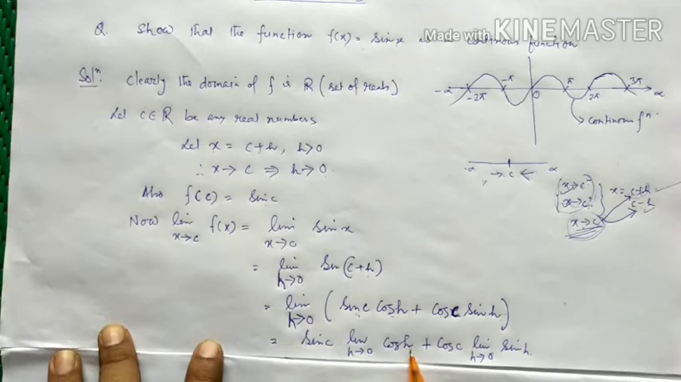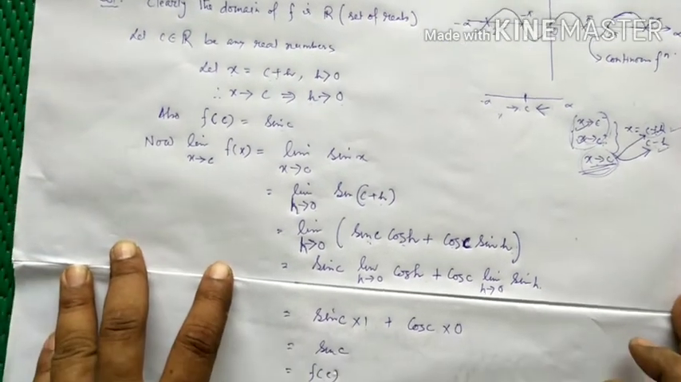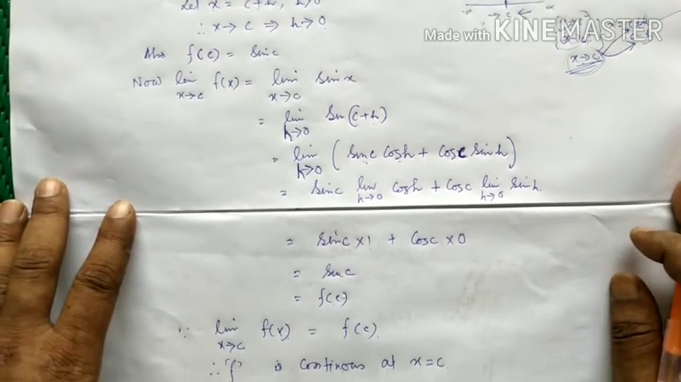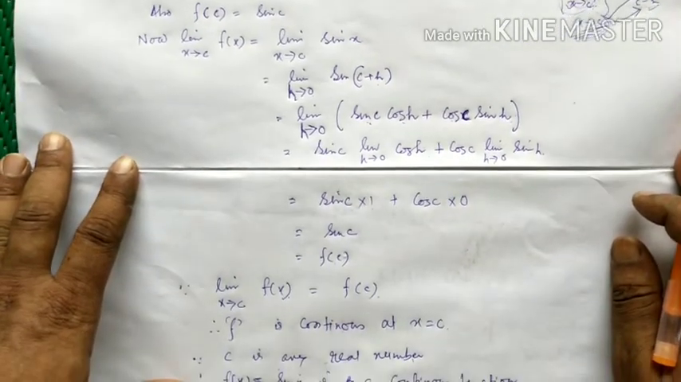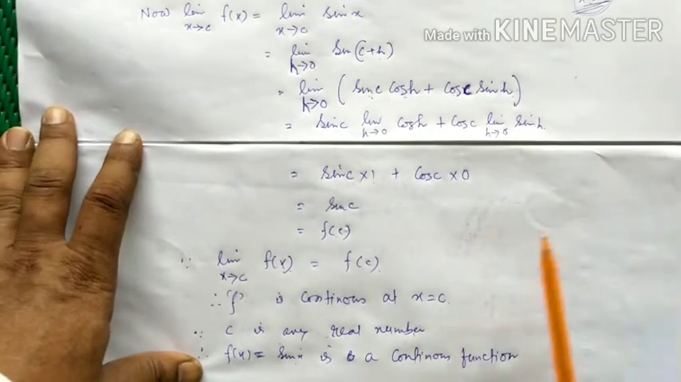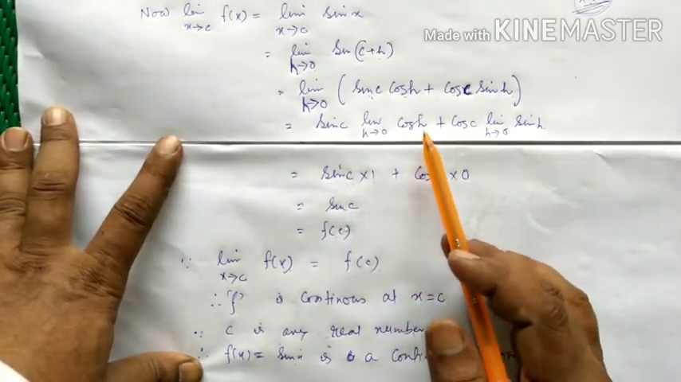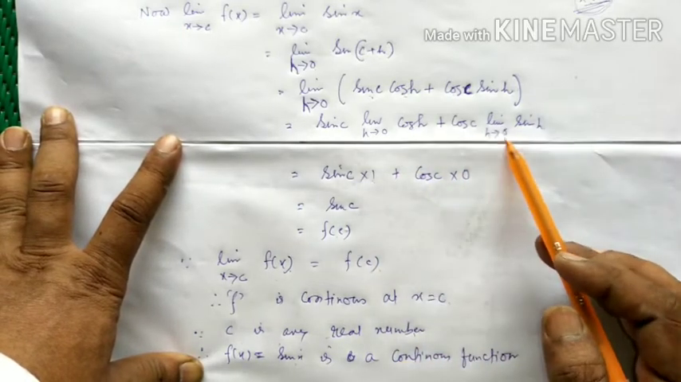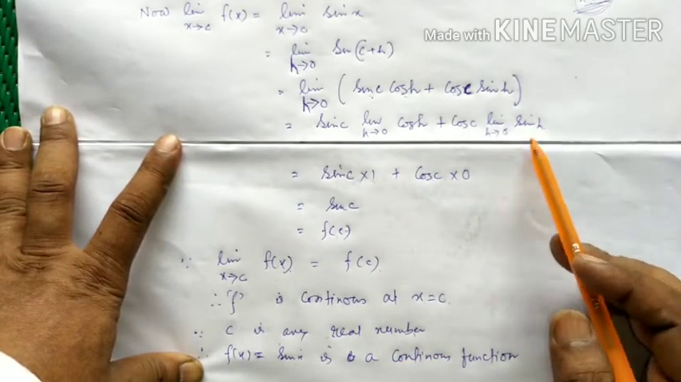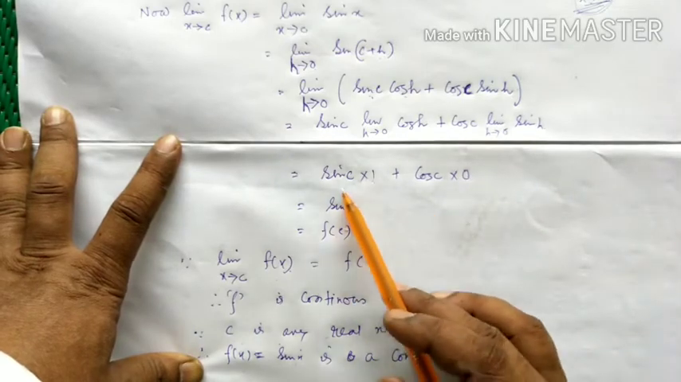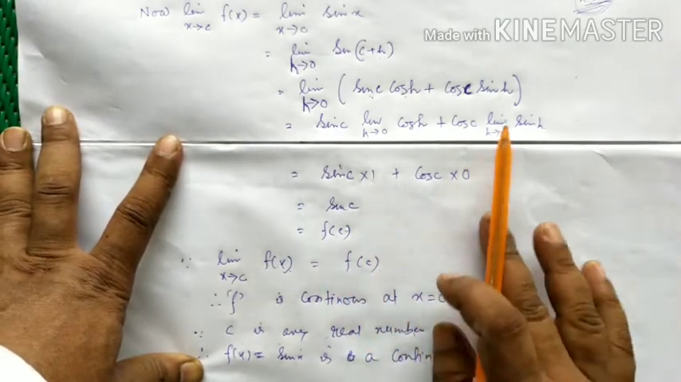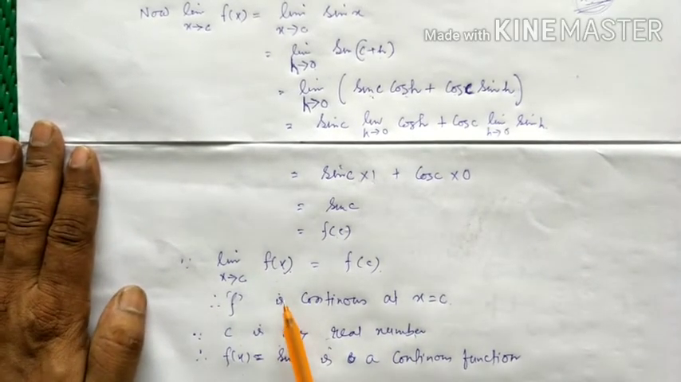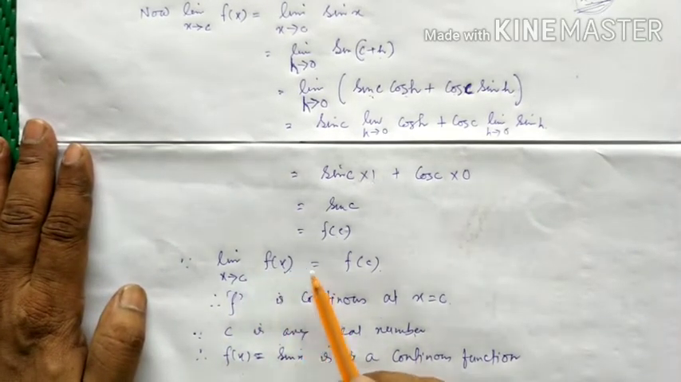If you put the limiting value here, you will get sin c cos h, where cos 0 is equal to 1, so it is 1, and if you put h equal to 0, then sin 0 equals what? 0, and finally your result is sin c, and sin c is nothing but what? f(c). Clear, everybody?